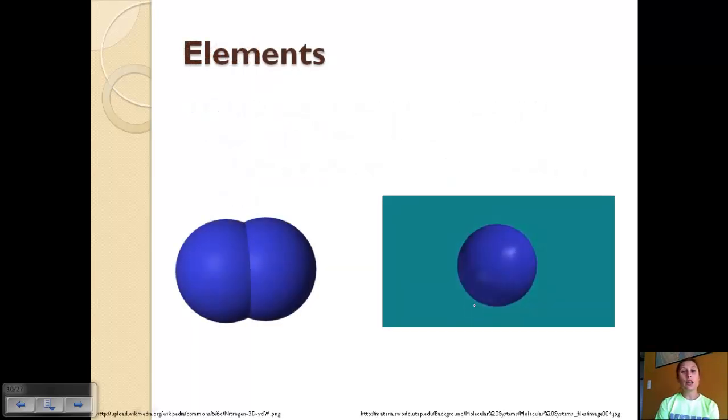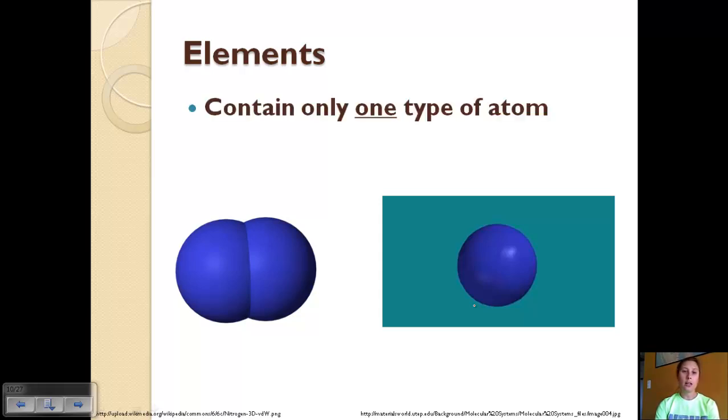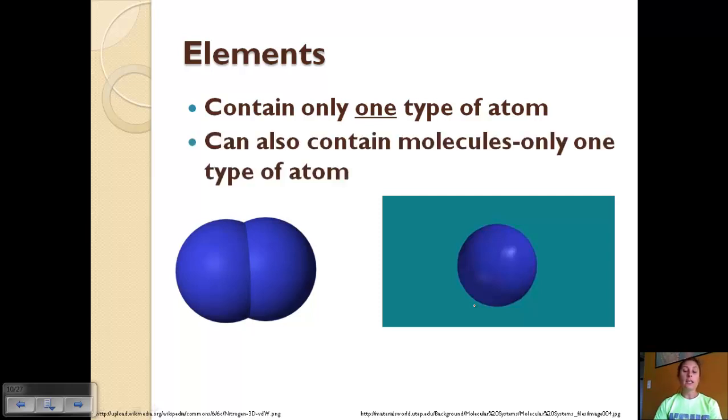Okay, so once you've completed that check for understanding, let's go on to types of matter. So the first type of matter we're going to talk about are elements. Elements contain only 1 type of atom, and they can also contain molecules, but still only 1 type of atom.